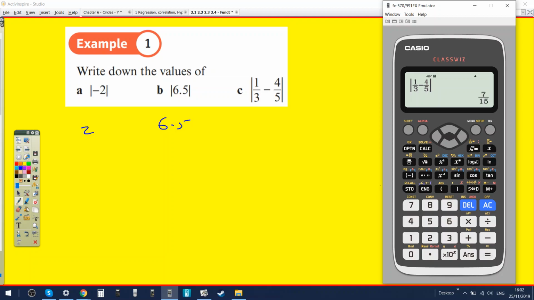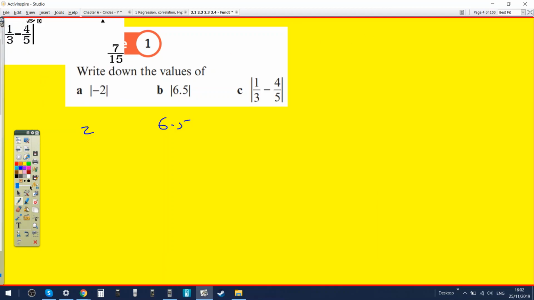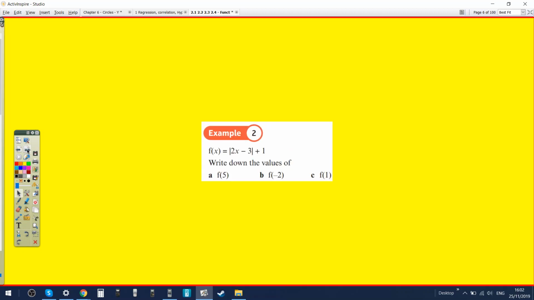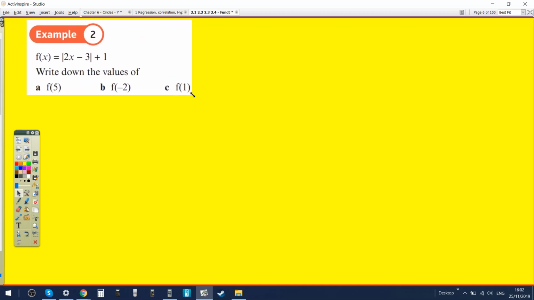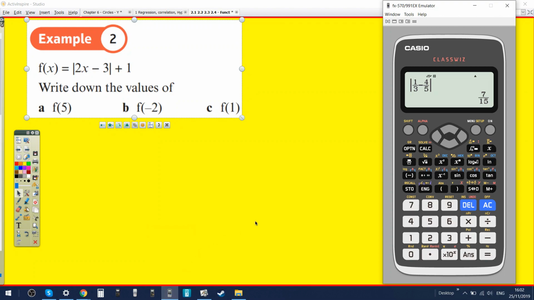So that would be 7/15. That's it. That's what it works out as. Paste that. Okay, 7/15. There we go. Let's just say, what is the last one here? Part C. Part C. Yeah.